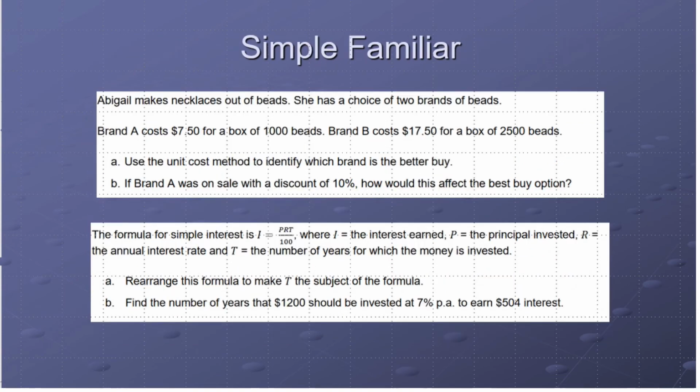Simple familiar questions. Again, there is still algebra in general maths. Here we have to rearrange the formula and find the number of years it takes to earn $504. Here we're talking about what is the better buy. Involves percentages and how would discount affect that sale price.